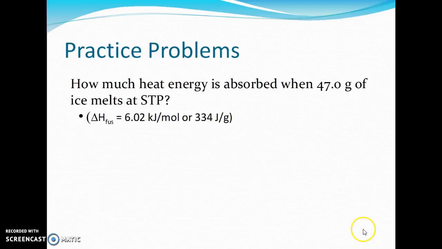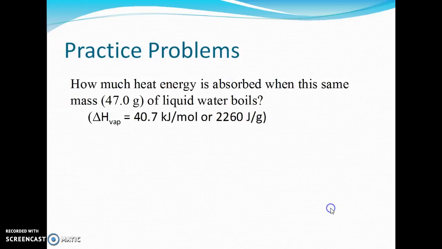So how much heat energy is absorbed when 47 grams of ice melts at STP? And we give you the delta H of fusion here. How much heat energy is absorbed when the same mass, 47 grams, boils? And it's instructive to compare the amount of heat energy in steam versus the amount of heat energy in water. Once ice melts, how much heat did it take to melt the ice versus how much heat did it take to boil the water? It's considerably more heat involved in the steam. That leads us to a story.